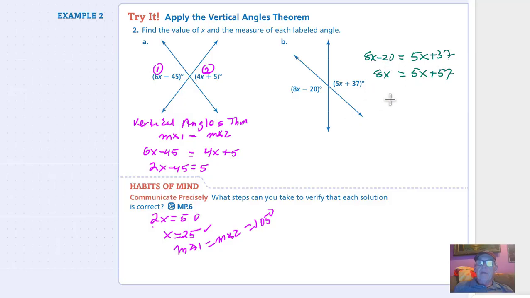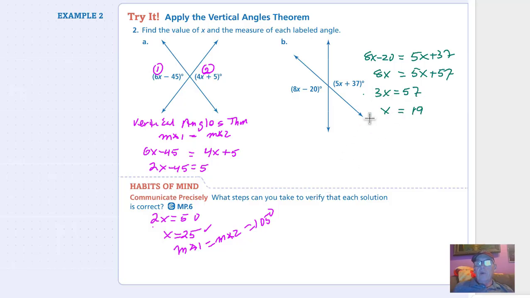Now I need to take away 5x from both sides to get x's on the left. So I've got 3x is equal to 57. That would be subtraction property of equality. And then let's say to simplify this, I'm going to multiply both sides by the reciprocal of 3. I'm going to multiply both sides by 1/3. So I get x is equal to 57 divided by 3, which is 19. And that would be multiplication property of equality.